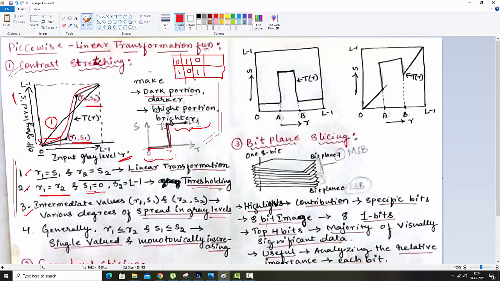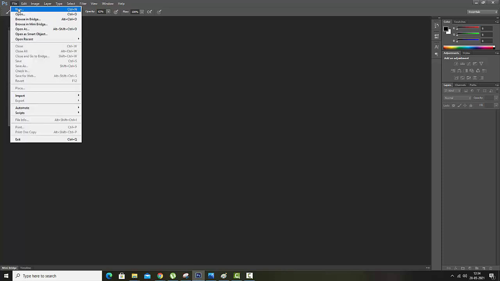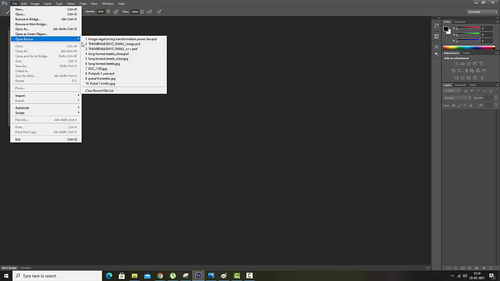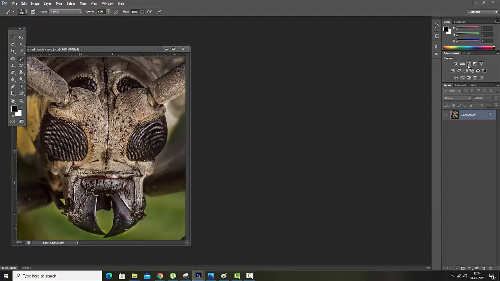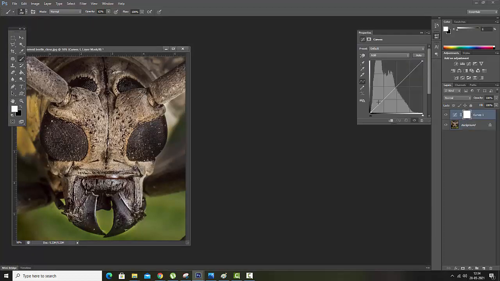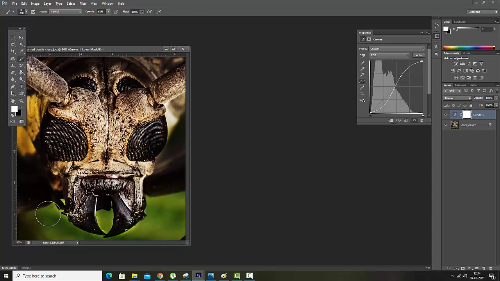Let me show that also. Curves are present in Lightroom and also in Photoshop. So if I open a recent image, take this one and put a curve upon it, and when I stretch the curve, the contrast increases. So the contrast is increasing. This is occurring on the RGB values.